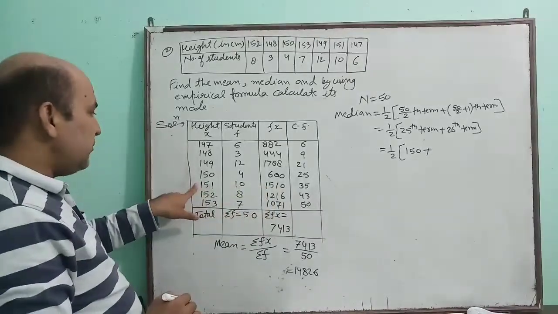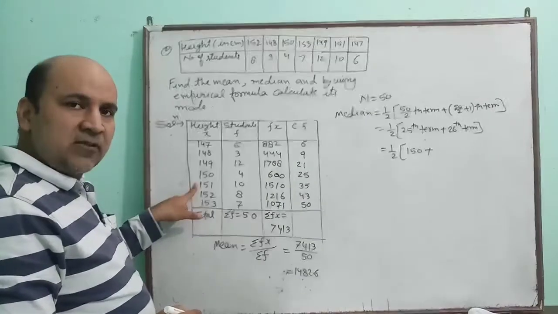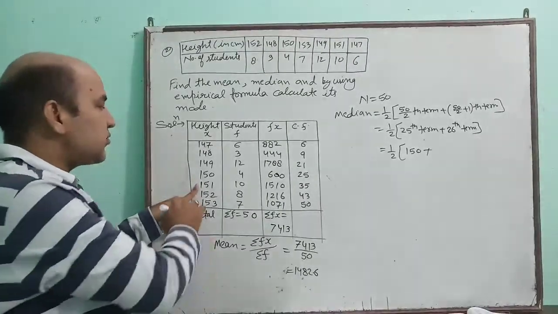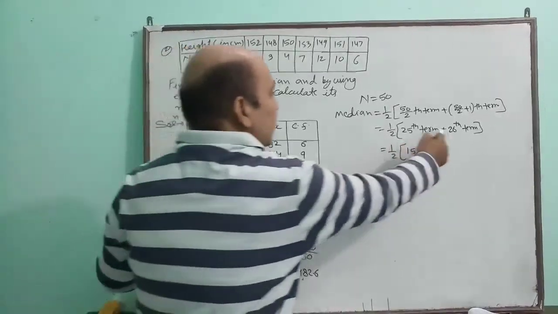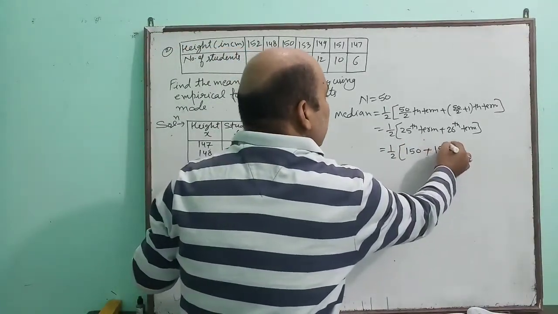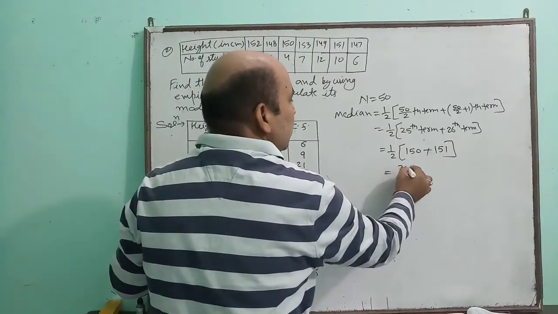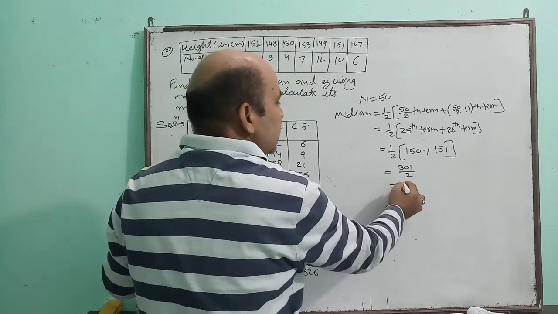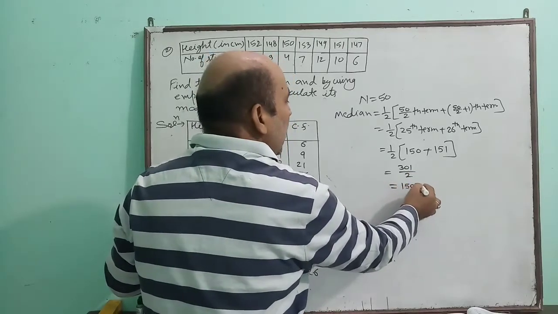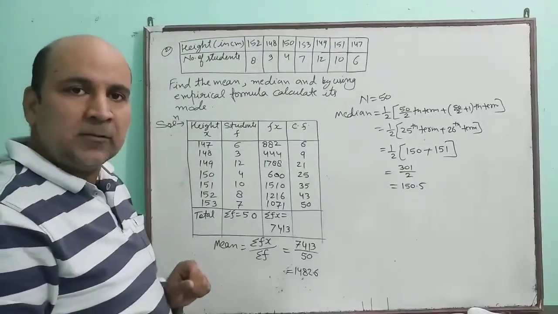And what is the term? This is the term: 26th term, 27th term, 28th term up to the 35th term. All are these. So at the place of the 26th term, we will write 151. Now by adding these two numbers, 301. When 301 is divided by 2, 150.5. This is the median.